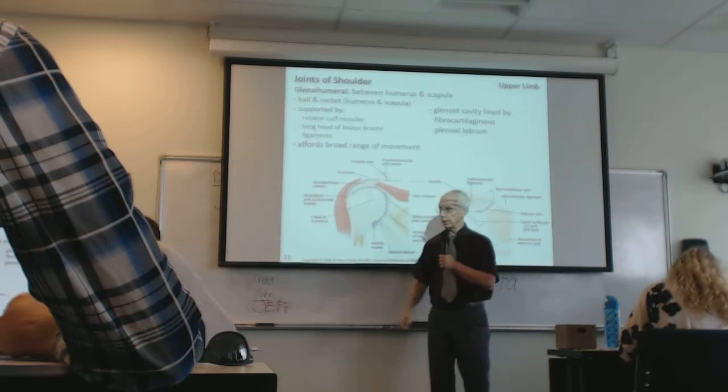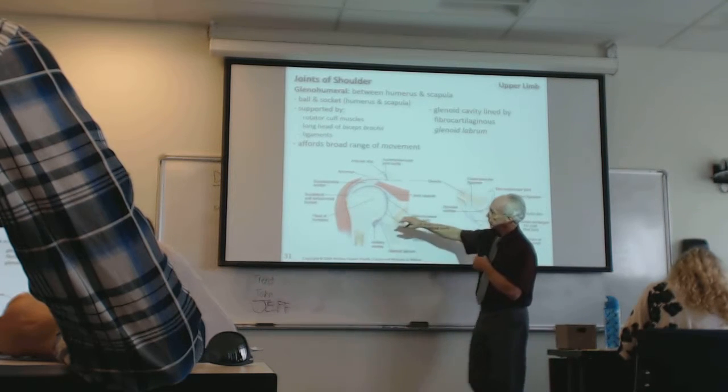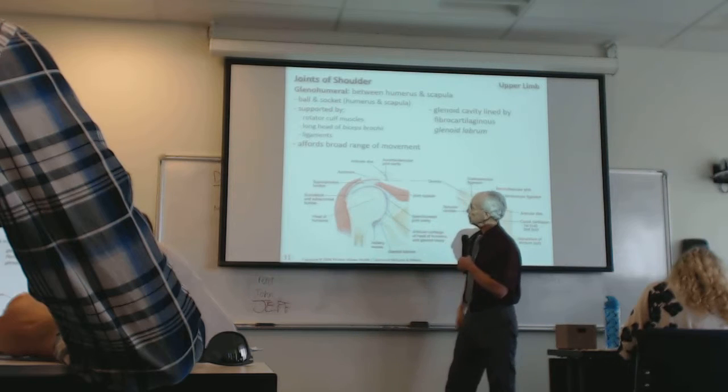You can see one of them here, the supraspinatus, which we talked about, is important for initial abduction, the first 10 to 15 degrees of abduction of the arm, and then the deltoid over here, which is a more powerful muscle.